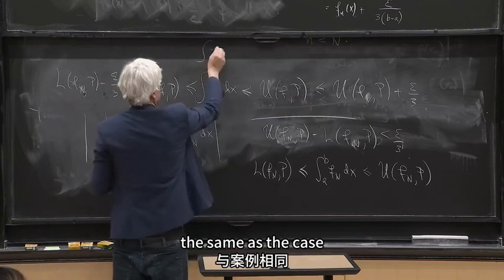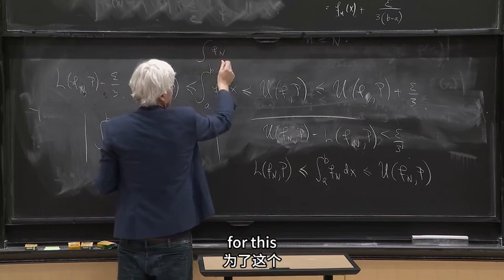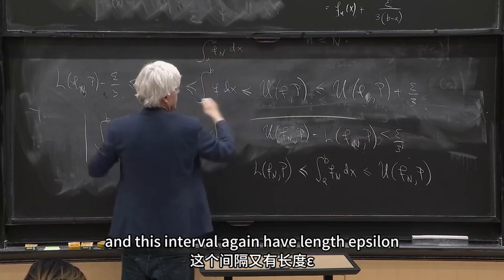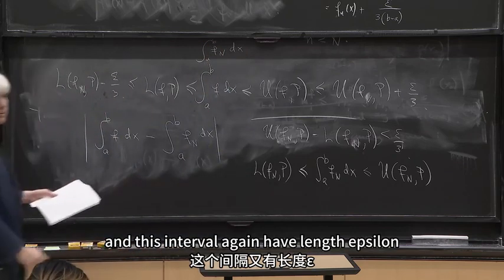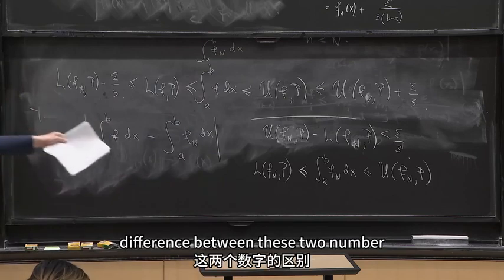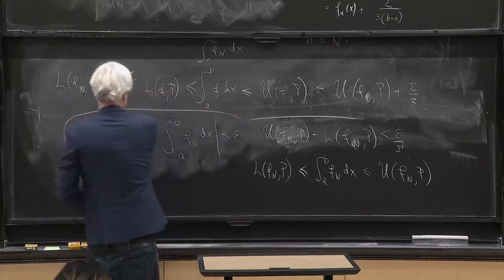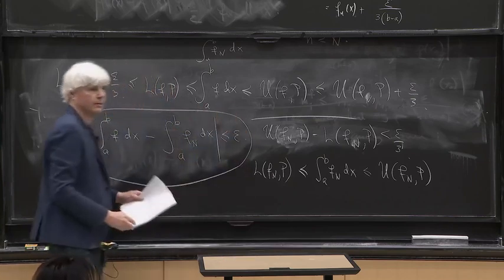The same is the case for this. And this interval, again, has length epsilon. So this means that the difference between these two numbers is also less than epsilon. Right.